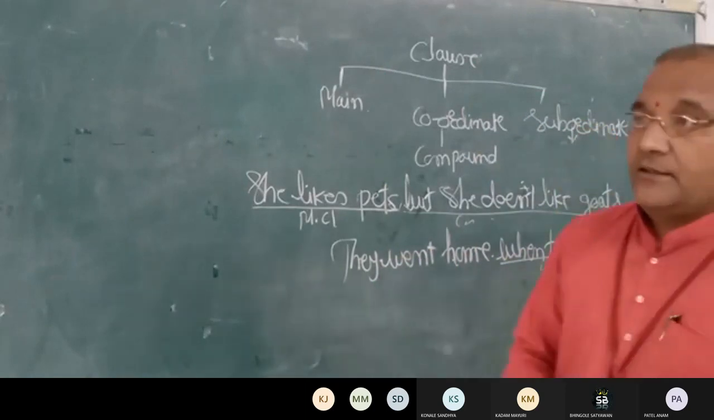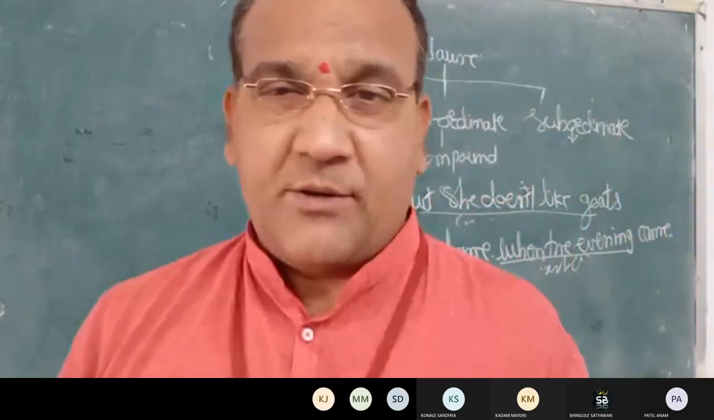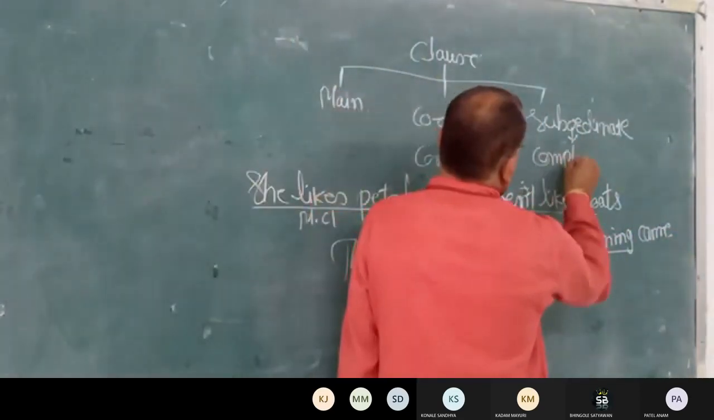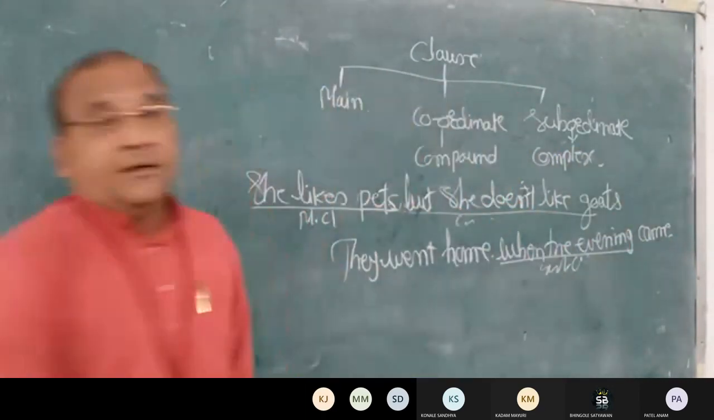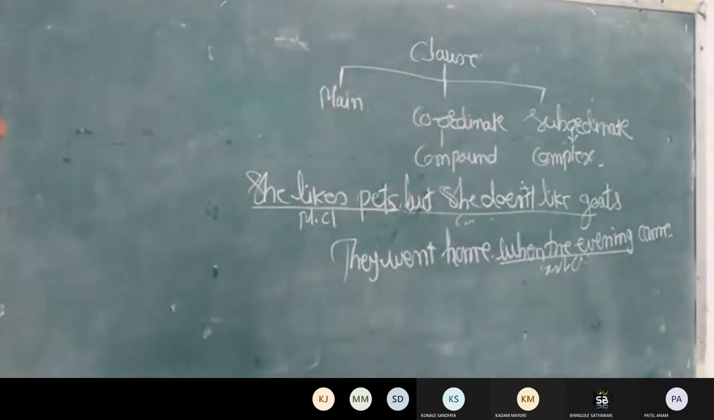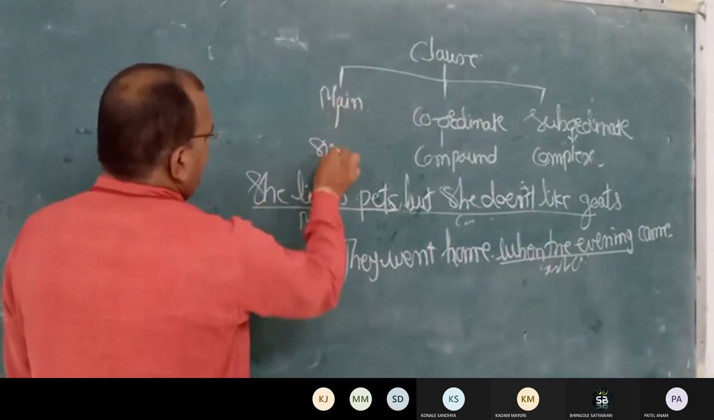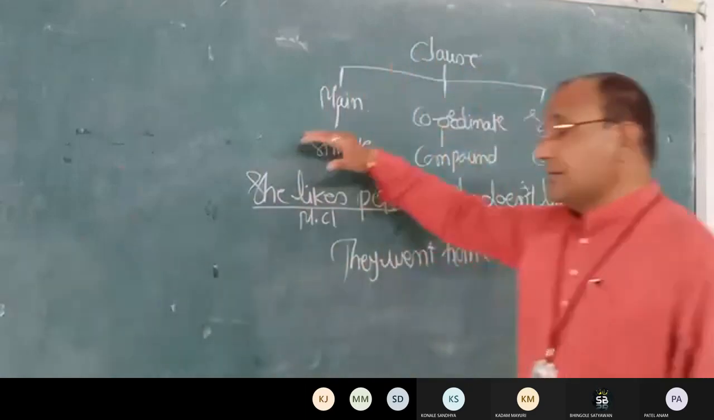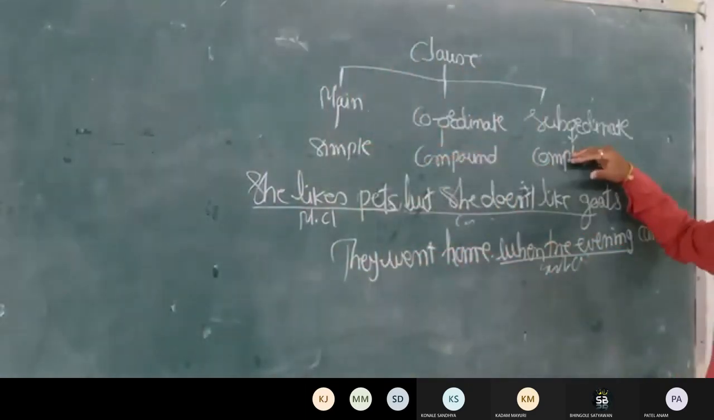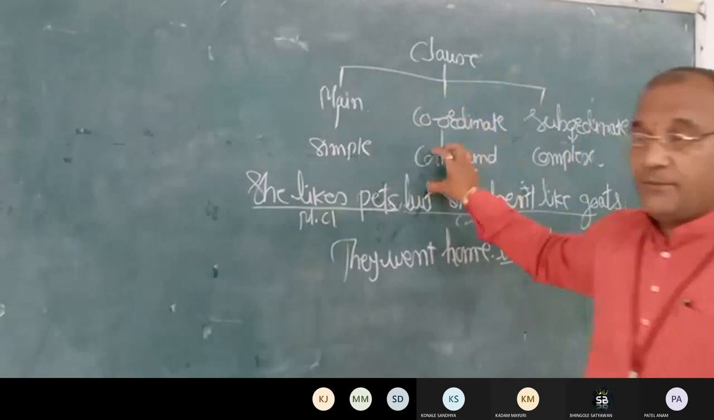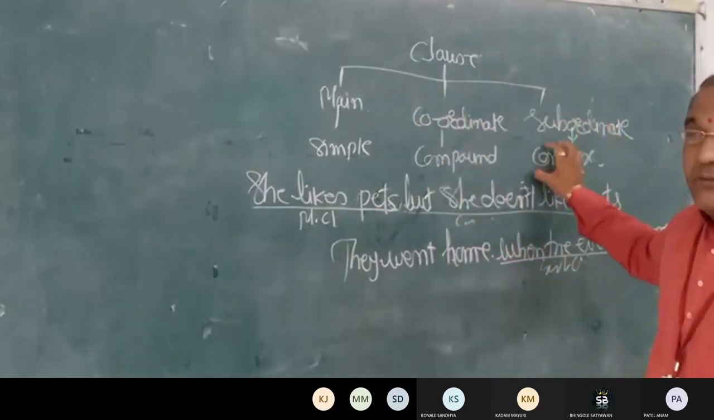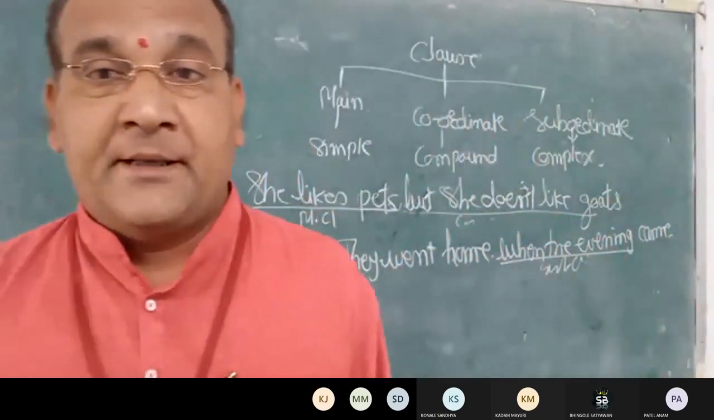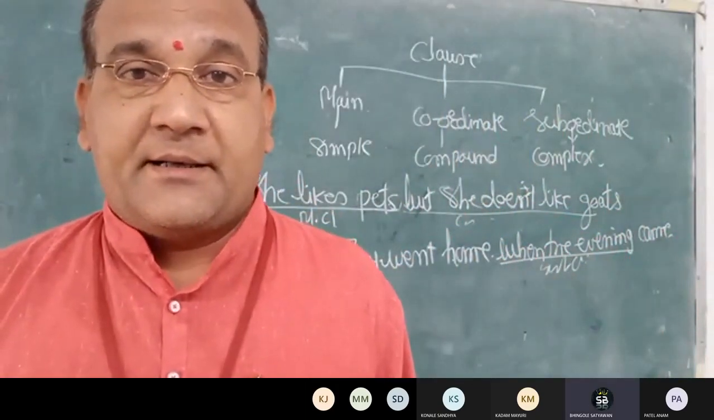So by using one main clause and one or more subordinate clauses, what you get is a complex sentence. With only a main clause we get a simple sentence. So these are the three types of sentences: simple sentence, compound sentence, complex sentence. The process of coordination gives a compound sentence, the process of subordination gives a complex sentence. Clear so far? Yes, sir. Okay.